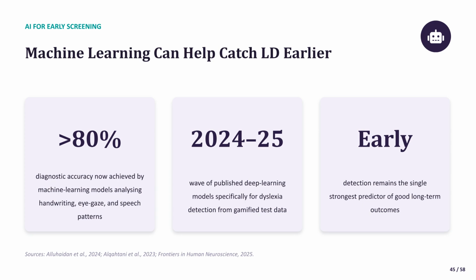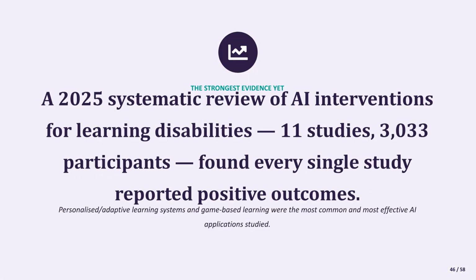Machine learning is increasingly helping in early identification. Models analyzing handwriting, eye gaze, and speech have shown over 80% accuracy, proving that early detection remains the best predictor of long-term academic success. A 2025 systematic review of 11 studies involving over 3,000 participants confirmed that AI-based interventions consistently yield positive outcomes, particularly when utilizing personalized, adaptive, and game-based learning systems.